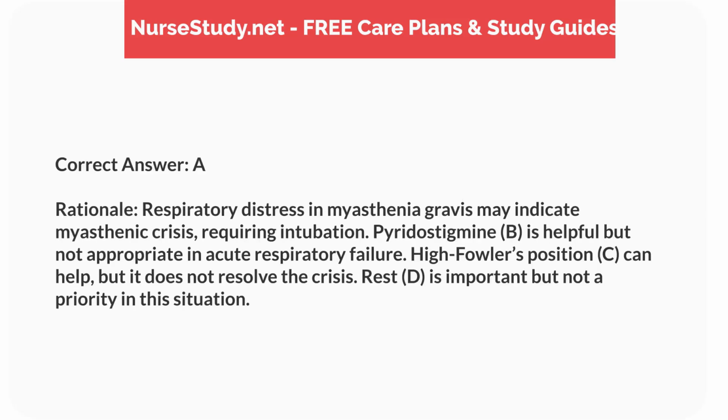Correct answer, A. Rationale: respiratory distress and myasthenia gravis may indicate myasthenic crisis, requiring intubation. Pyridostigmine, B, is helpful, but not appropriate in acute respiratory failure. High Fowler's position, C, can help, but it does not resolve the crisis. Rest, D, is important but not a priority in this situation.